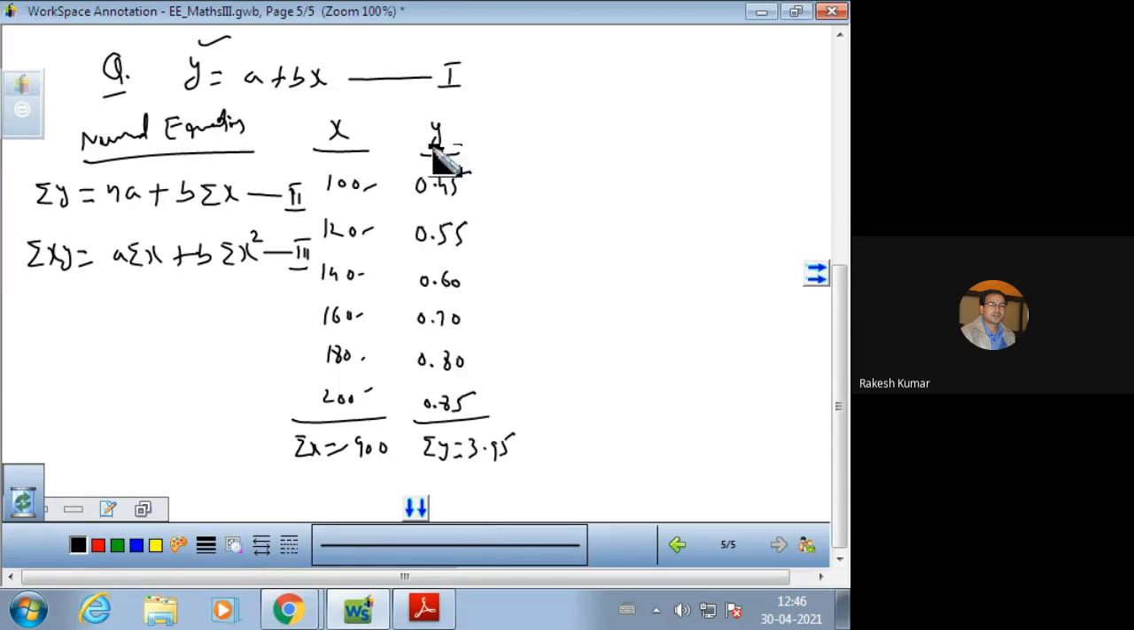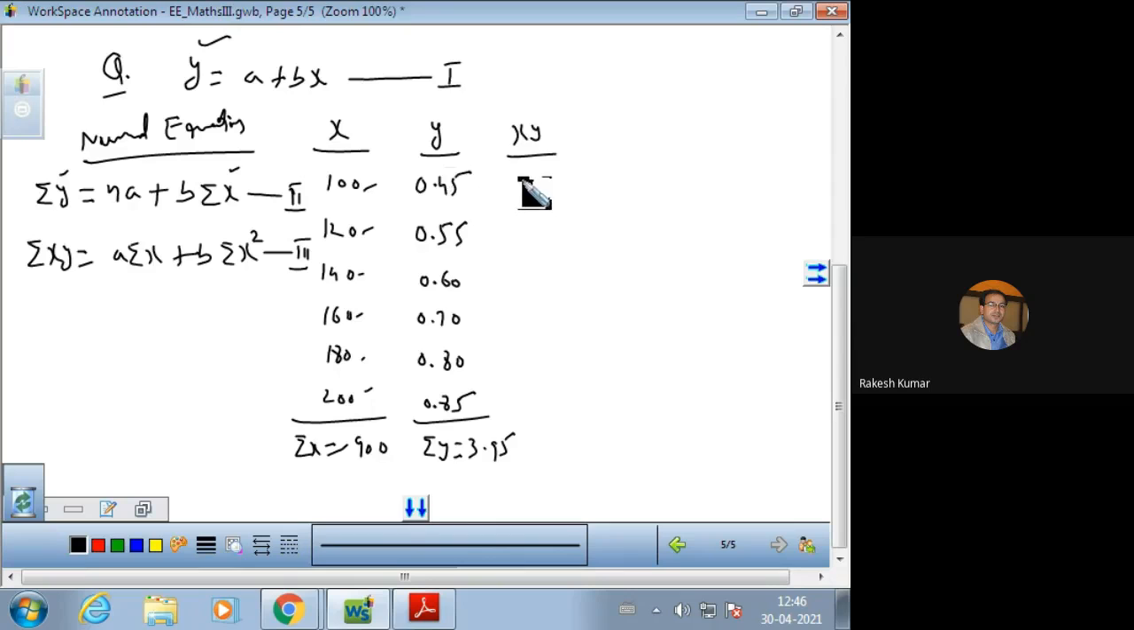You can easily calculate the sum total of these values. Now we need sigma x, which is there, and we can substitute it here. Sigma y is there, and we can substitute it here. Next we require sigma xy and sigma x square. So xy means multiply x with y.